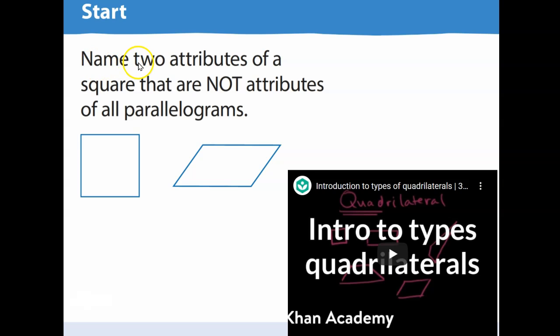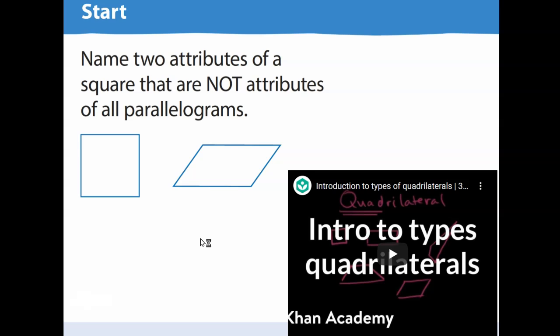So name two attributes, or two characteristics, or two ways of describing. It says name two attributes of a square that are not attributes of a parallelogram. They all don't have equal sides. Okay, so the square has equal sides. All four sides are equal, but the parallelogram doesn't. Okay, what's another one, Aaron?